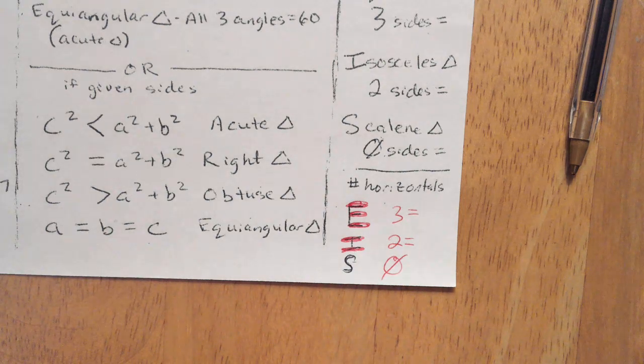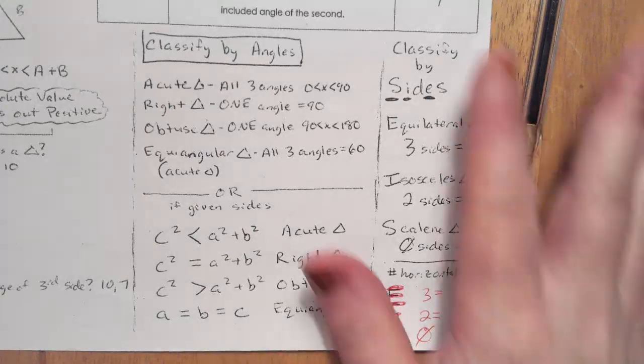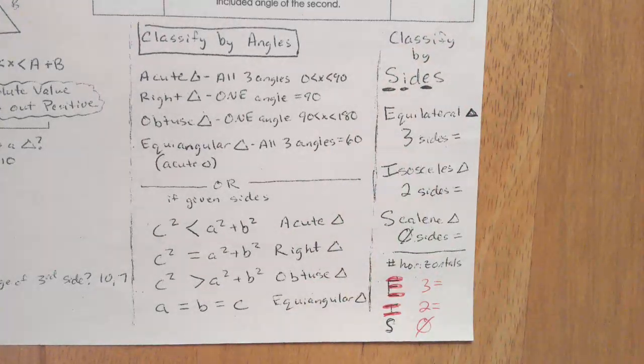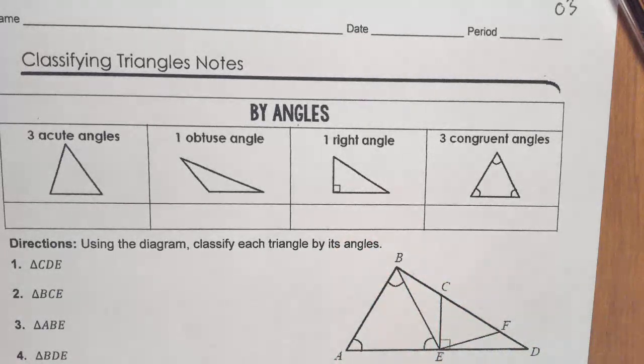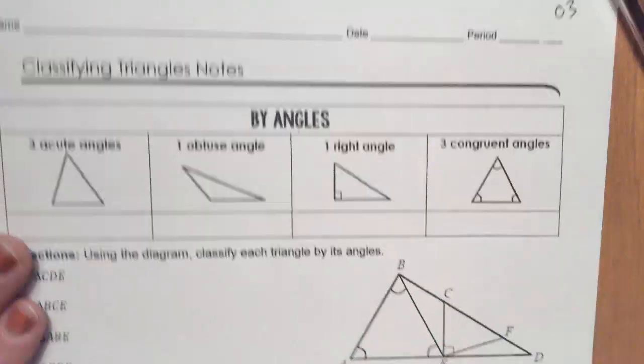Okay, so there's a bunch of other notes on this page, but we're not dealing with them today, so we're not going to take them today. All right, so if you need to make a screenshot of this before we move on, that would be great. All right, sweet. Now we are going to go to page 3. So classifying triangles. So on page 3, classifying triangles.